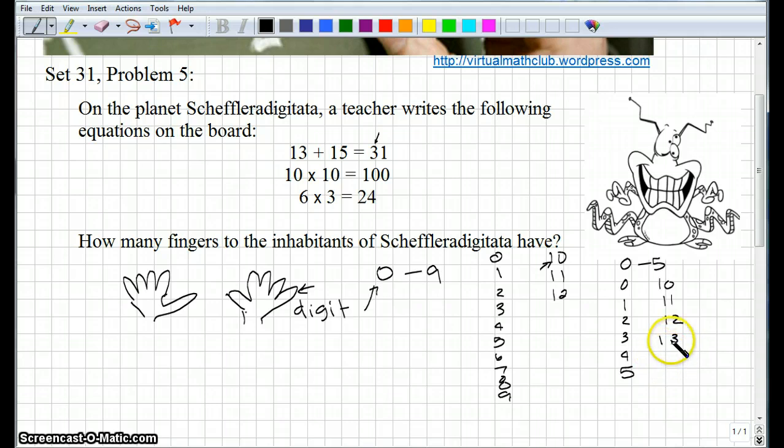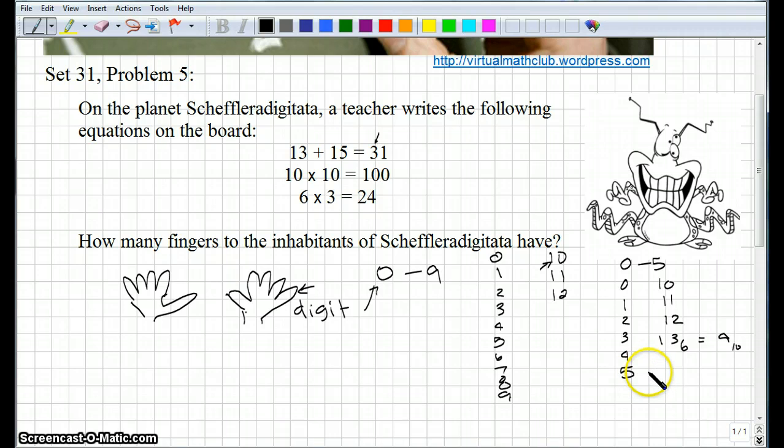So what he calls 13 in his base 6 system, and I'm going to put a little subscript, 13 base 6, is equal to what in base 10? It's equal to 6 plus 3, which is 9. In base 10, I should put a little subscript on that too.